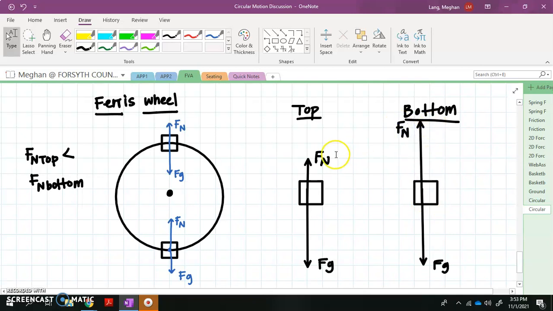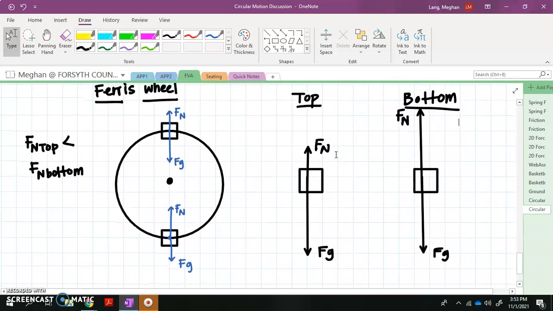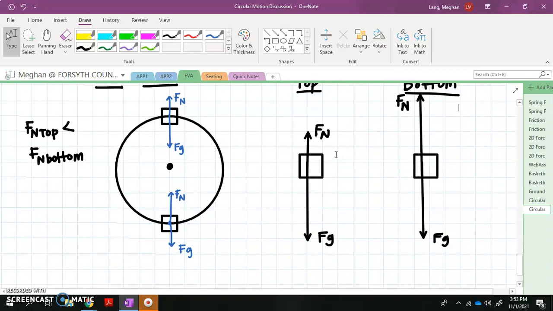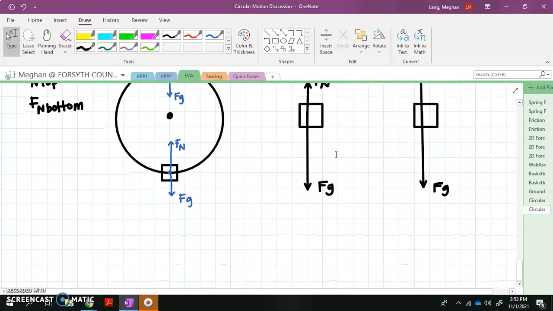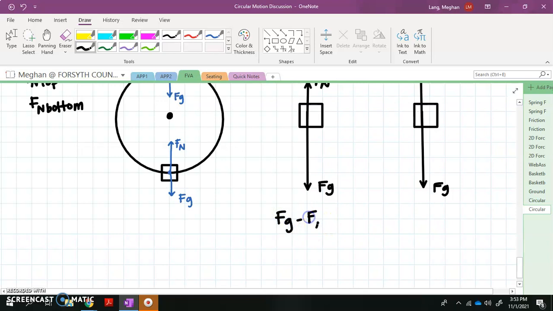Now, one last thing here. When I sum my forces on something like this, I'm going to make towards the center of the circle positive. That is going to make my net force positive, because my net force is always going to be towards the center. So at the top, my force of gravity is towards the center, so I would do a force of gravity minus a normal force is equal to MAC. At the bottom, I would do a normal force minus a force of gravity is equal to MAC. So I'm making the one towards the center positive.